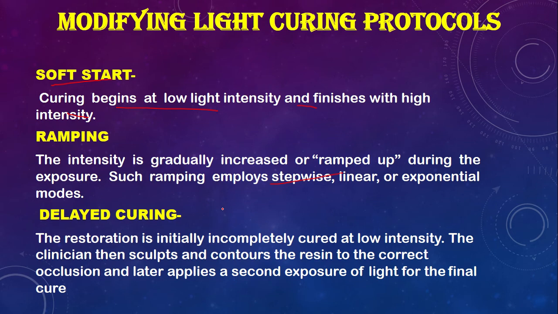utilize a time period in sculpting and contouring the resin to the correct occlusion, and after doing this we can apply the second exposure of light for the final cure. This delayed curing is also called a pulse cure. This often reduces the white halo that is seen at the margins. So this is one of the light curing protocols that is very useful in reducing the shrinkage stress.